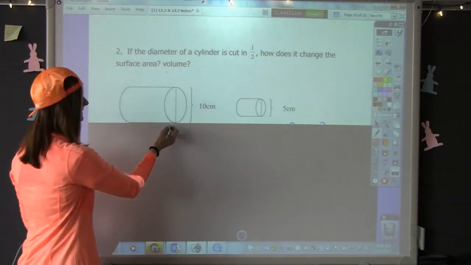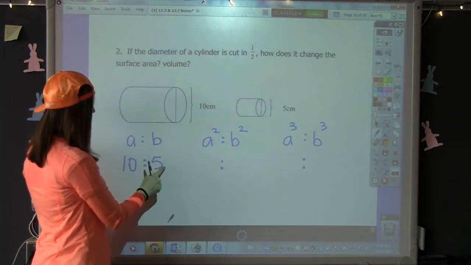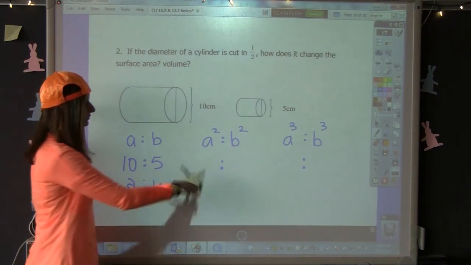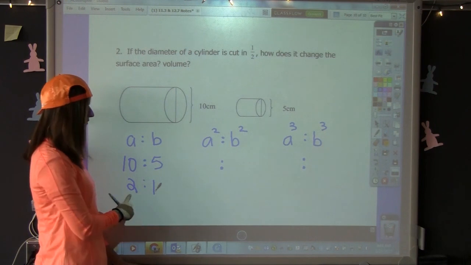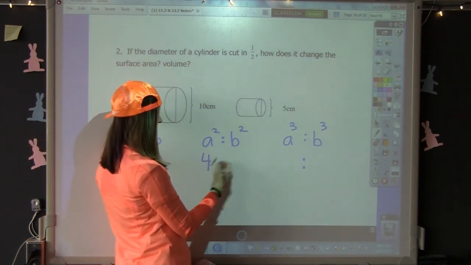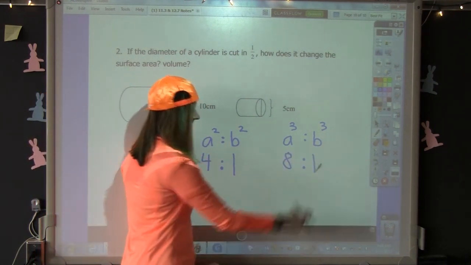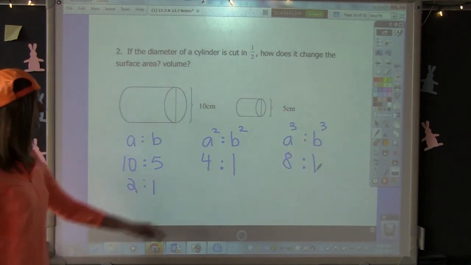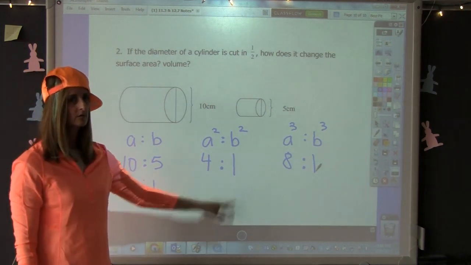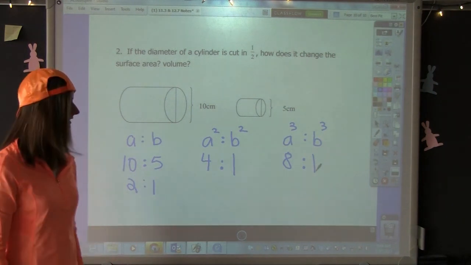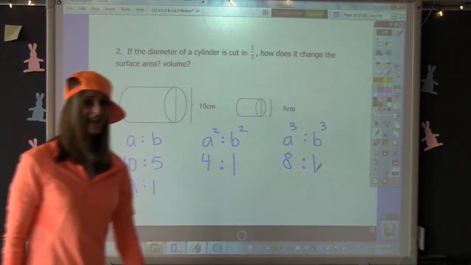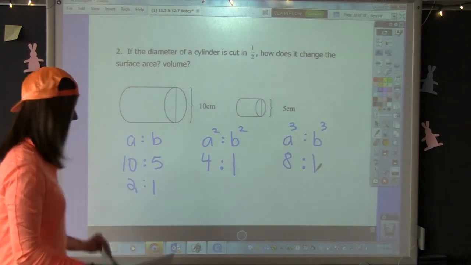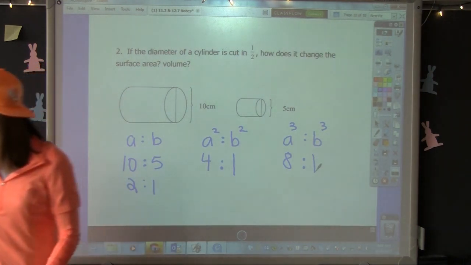So the numbers are going to be the same as the last one. If A to B is 10 to 5, when you simplify that, 2 to 1. The ratio of A squared to B squared is just going to be, what's 2 squared? 4. The surface area is going to be 1/4 of the original surface area, and the volume is going to be 1/8 of the original volume. And we are finished.